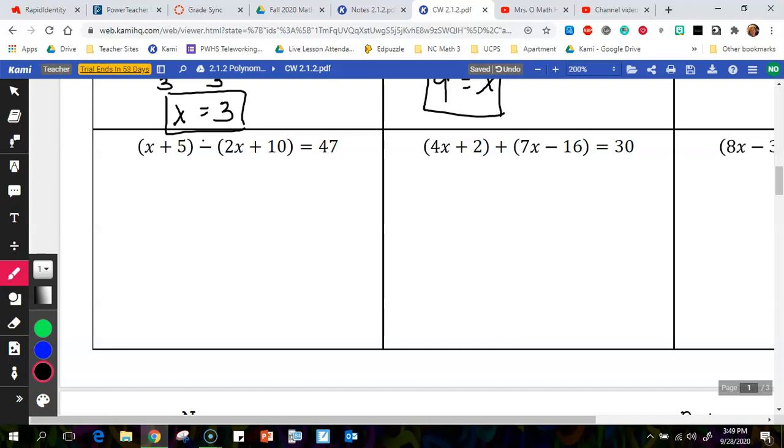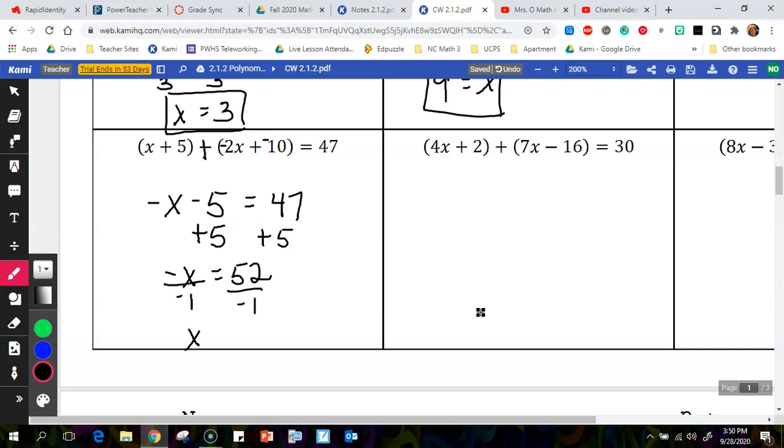Let's look at this one down here. This is subtraction, so change that to plus, minus, minus. All right. x minus 2x, that's a -x, or -1x. 5 minus 10, that's -5, equals 47. Add 5 on both sides. -x equals 52. Okay, so I need to divide by -1, so I get x equals -52.